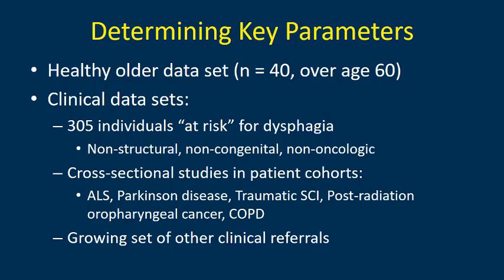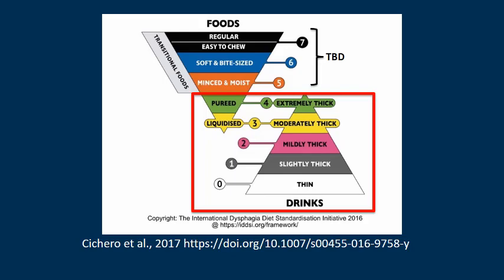By collecting these data in these groups, we are able to pinpoint key parameters that are able to explain or discriminate dysfunction in swallowing safety and efficiency. I should highlight that our work so far has been limited to studying IDSI levels 0, that is thin, to 4, that is extremely thick liquids or pureed foods. The reference data for these levels are contained in your handouts, and it will remain for future work to look at the thicker consistencies going up the food side of the IDSI framework.